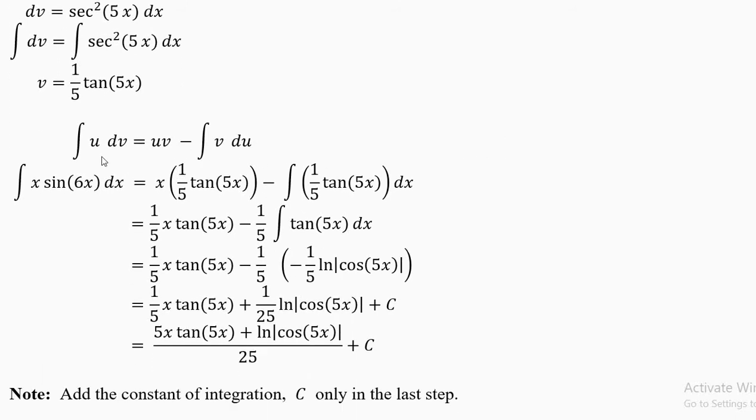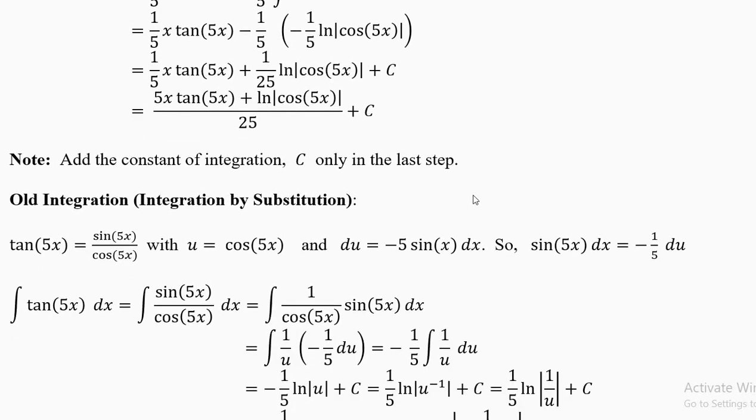Now use the main formula integral u dv equal to uv minus integral v du. Now v equal to 1 over 5 tangent 5x. Open the bracket, you will get 1 by 5 x tan 5x minus 1 over 5 integral tangent 5x. Now how do you integrate tangent 5x?